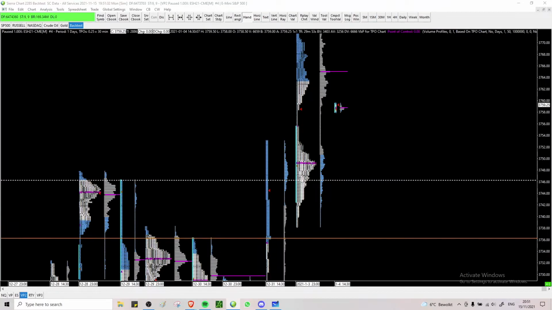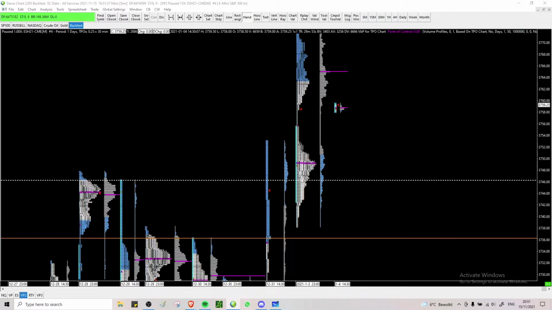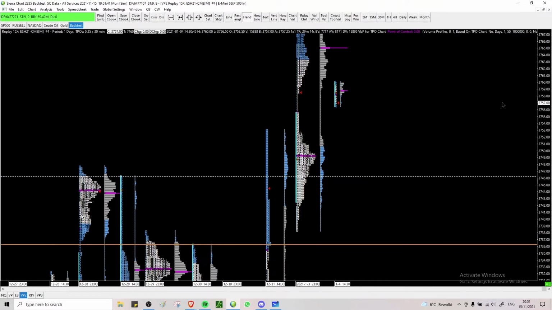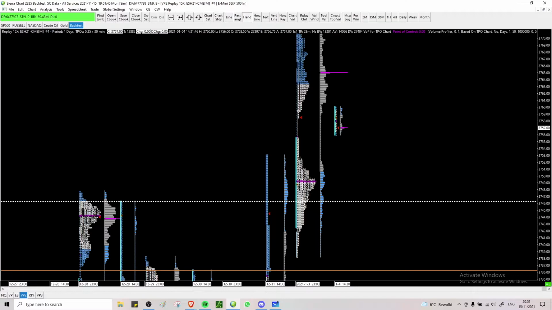I'll put it in 15 speed. I'll just pause it if needed. So let's see what happens. Okay, I'll just speed it up a bit, be faster. Alright, there you go. So we got our gap re-entry.